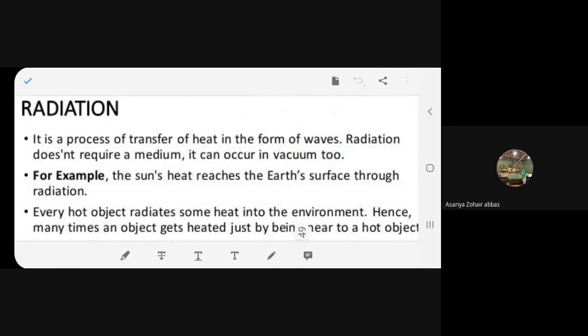And this radiation does not want any medium because it can happen in vacuum also. What is the meaning of vacuum, beta? Seventh standard. What is the meaning of vacuum? Boys, can you hear me? What is the meaning of vacuum?